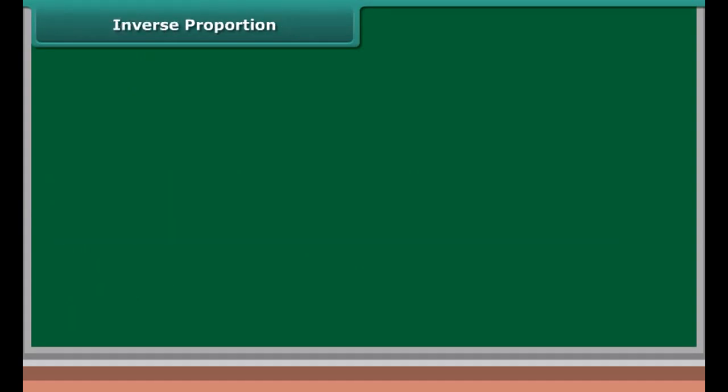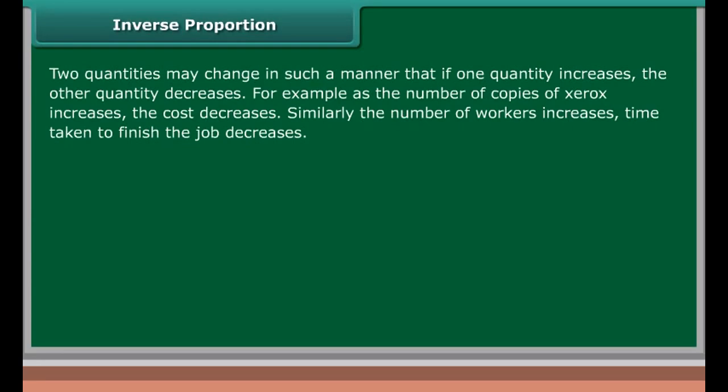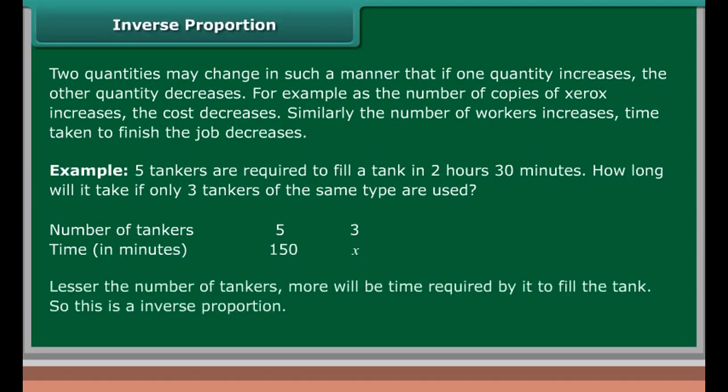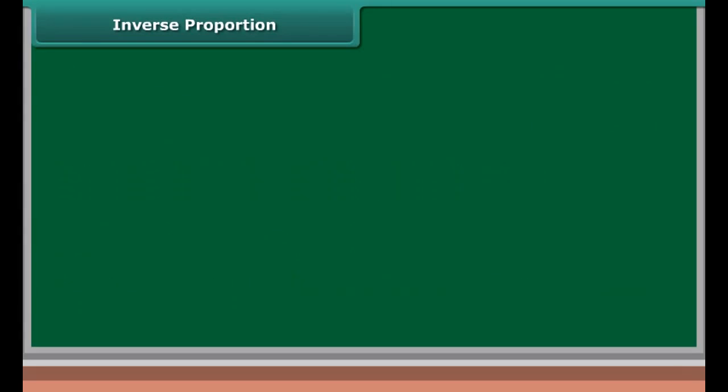520 upon 60 is equal to x upon 45. 52 into 45 upon 6 is equal to x. Therefore, x is equal to 390. An aeroplane covers a distance of 390 kilometers in 45 minutes. Since the speed is uniform, the distance covered would be directly proportional to the time. 520 upon 60 is equal to 500 upon y. So y is equal to 500 into 60 upon 520. y is equal to 57.69. Time taken by the aeroplane is approximately 58 minutes.